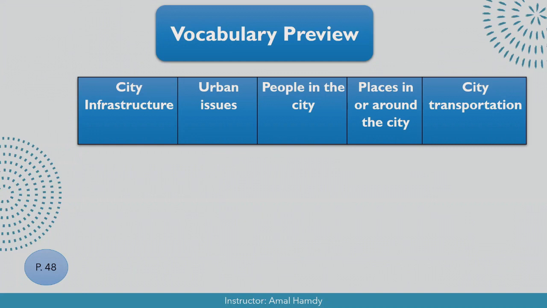On page 48 of your student book, you will find a table, and above the table, you will find some words, and he wants us to put these words underneath each of the columns in the table. So, the first column is city infrastructure. And then we have urban issues, problems that arise because of the urban sprawl. And then we have people in the city, places in or around the city, and lastly, city transportation. In order to be able to write down the words that are under each of these columns, we will need to discuss these words first. So let's discuss some of the words that you have on page 48.